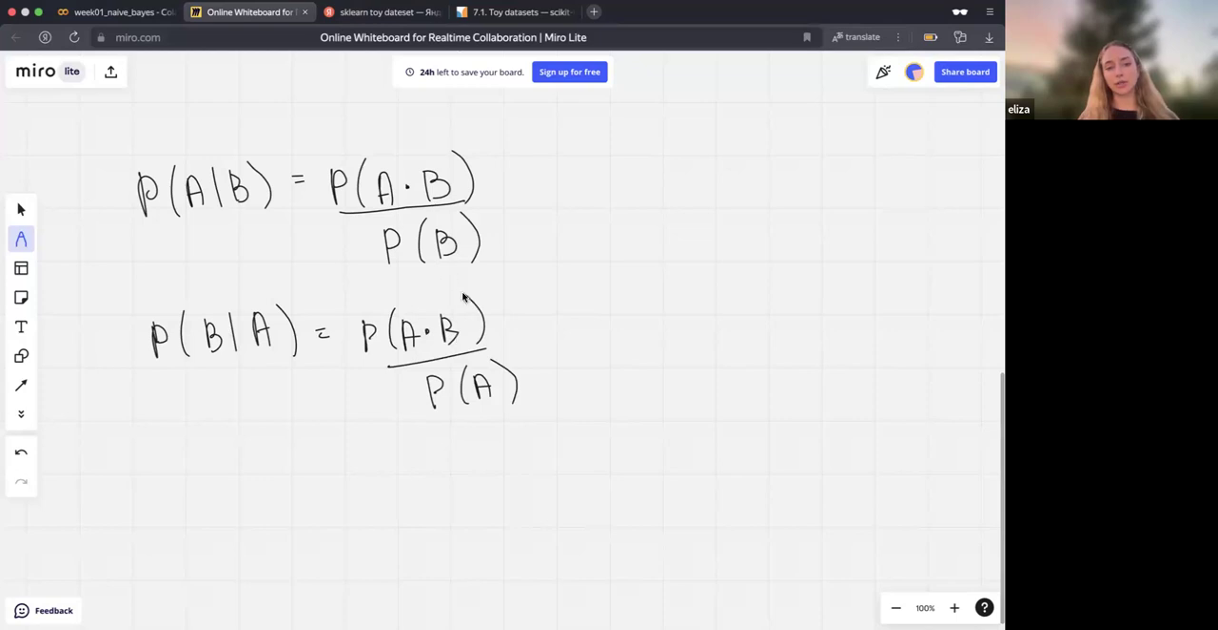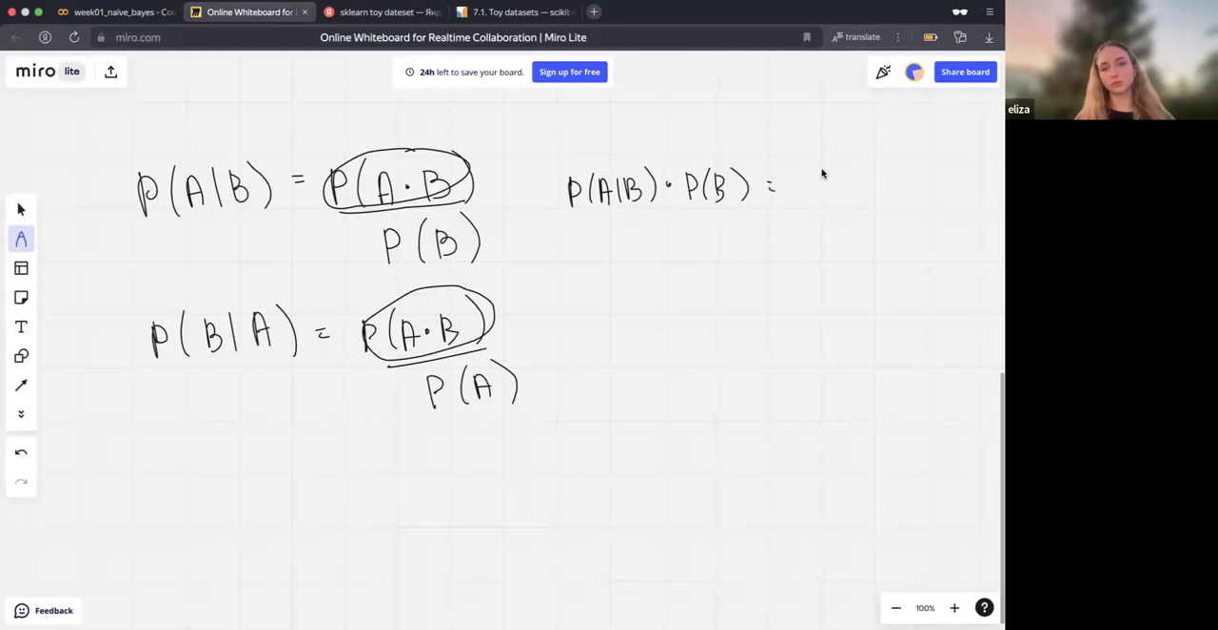And now you can equate the numerators, so this and this. And you see that P(AB) equals the same thing. And now you can get the naive Bayes formula.